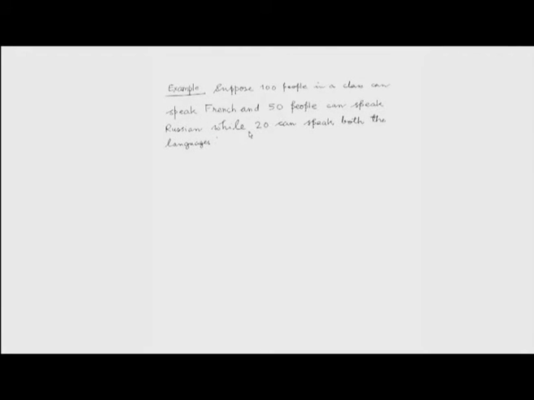If each student in that class can speak either French or Russian, then how many students are there altogether?